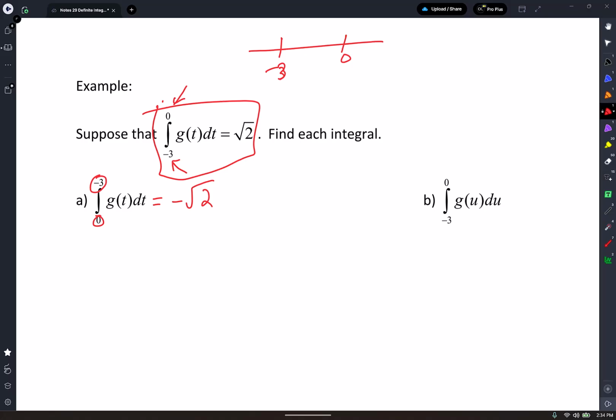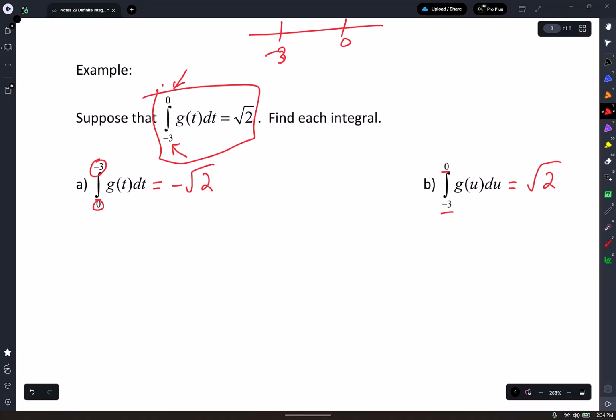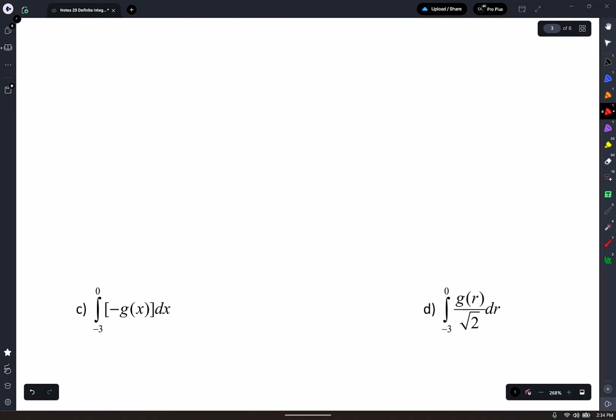All right, my lower limit is -3. My upper limit is 0. They're calling the axis U now. Does it matter what I call the axis? No. What is this going to output? Positive square root of 2. Are we still okay?